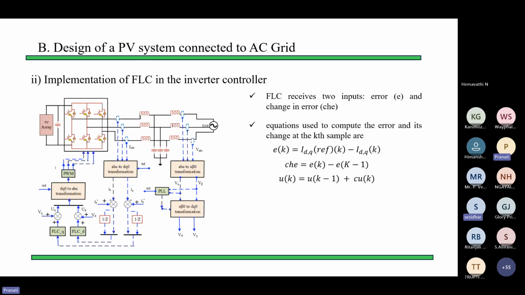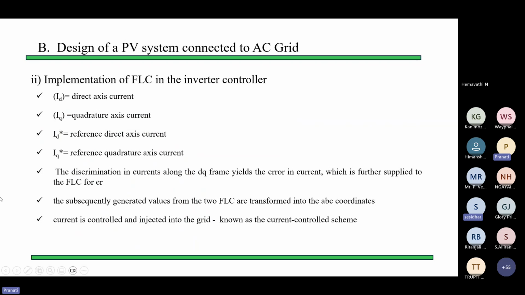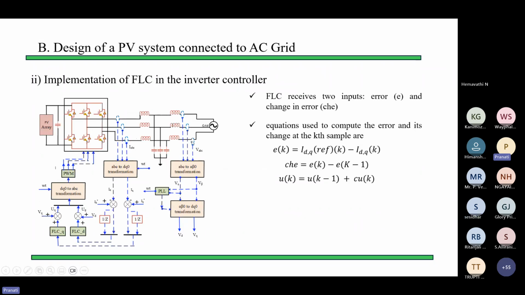We can explain it in this control diagram. Before that, the subsequently generated values from the two fuzzy logic controllers are transferred into the ABC coordinates. Now current is controlled and injected into this grid. Therefore, it is known as a current control scheme. In this control, we are controlling the current injected into this grid.